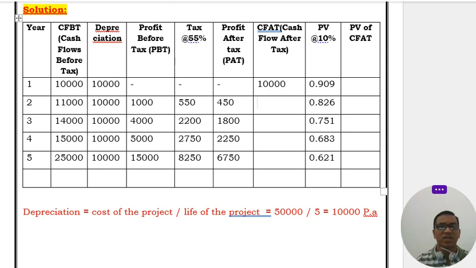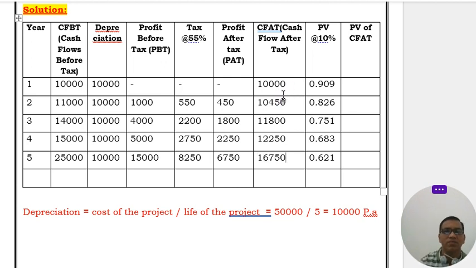And second year profit after tax 450 plus depreciation 10,000, 10,450. Third year profit after tax 1,800 plus depreciation added back 10,000, so 11,800. Fourth year PAT 2,250 plus 10,000 depreciation add back, 12,250. Fifth year 6,750 plus add back 10,000 depreciation, 16,750.